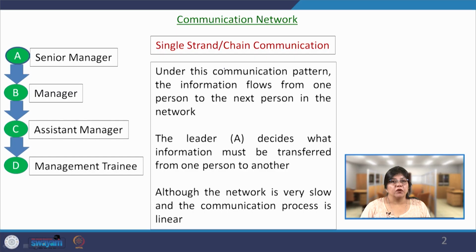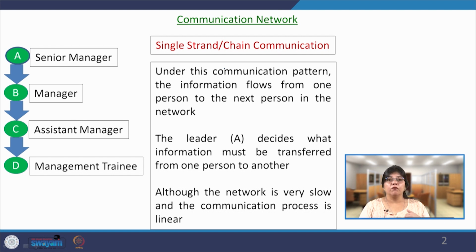So, one form of communication network is single strand or chain communication. It is very much clear from the diagram depicted on this slide that the information flows from one person to another in a chain. This nature of flowing of information within the organization based on this kind of network is known as single strand or chain communication. Under this communication pattern, the information flows from one person to another person.